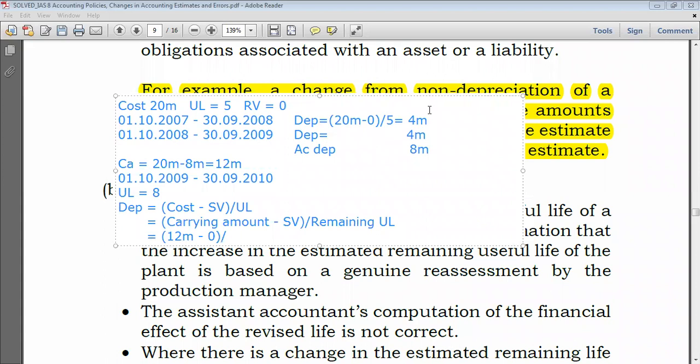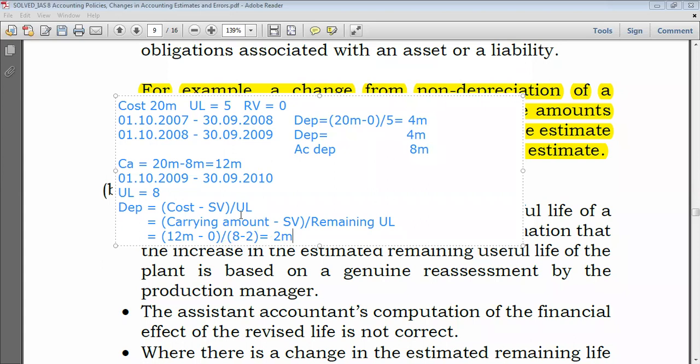The remaining useful life. What is the remaining useful life? Remember, the useful life now is 8 years, but 2 years had passed: the first year to 30th September 2008 and the second to 30th September 2009. So we have only remained with 6 years. That means 8 minus 2, we subtract these 2 years. 8 minus 2 is 6. 12 million divided by 6 will remain with 2 million. So this is what should have been charged as the depreciation for this period.